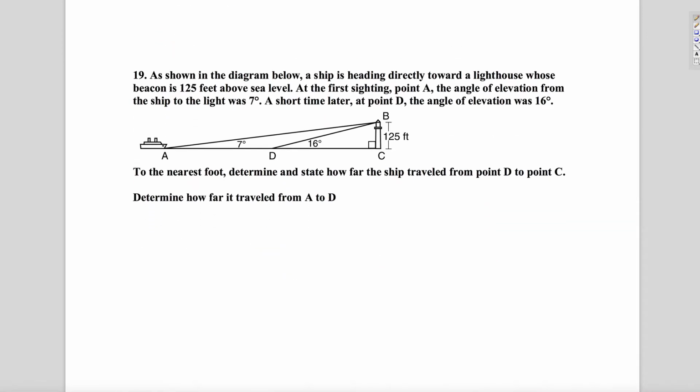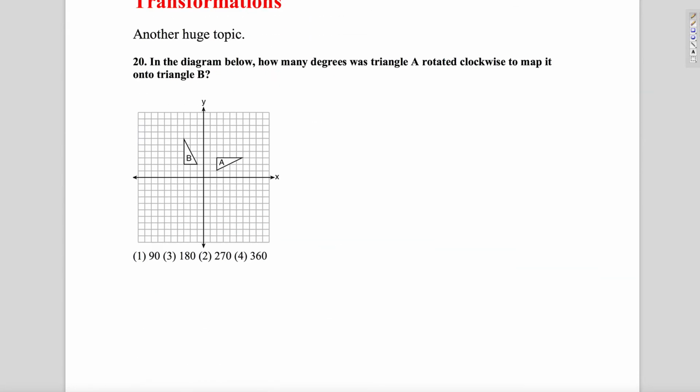They want to know how far it travels from D to C. So it's tan 16 equals x. TOA, opposite over adjacent. Sorry, I made a mistake. So TOA, opposite 125 over adjacent. Then you would do it for the big thing, and then you would subtract it to find that piece there. Okay, so do that on your own. You should be able to do that.